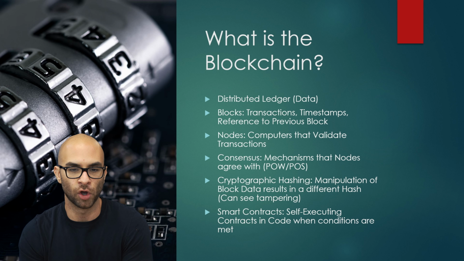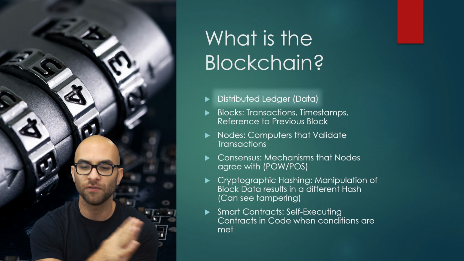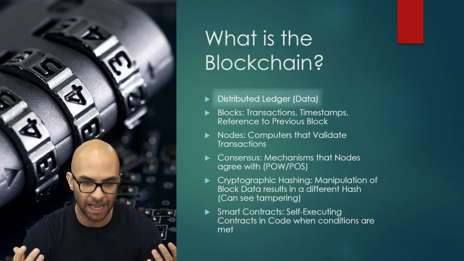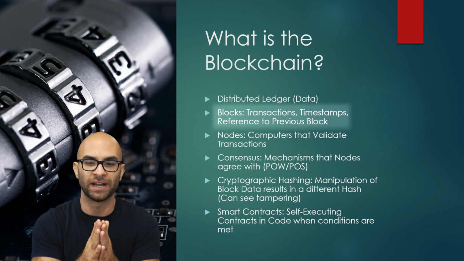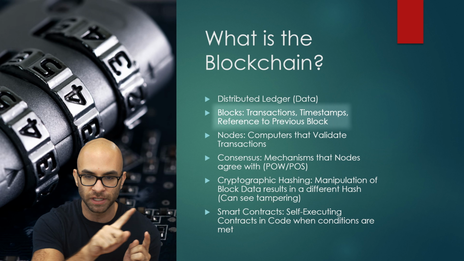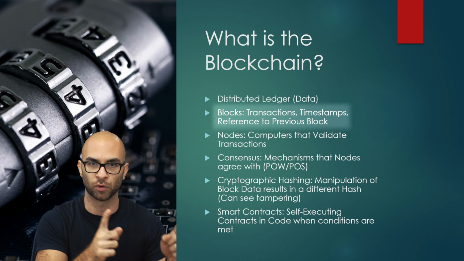And very simply put, a blockchain is simply a distributed ledger where you have all this data of all these different transactions. And this data is in blocks. That's why it's called blockchain, where now all of a sudden each of these blocks have all of these transactions and timestamps, as well as a reference to the previous blocks.